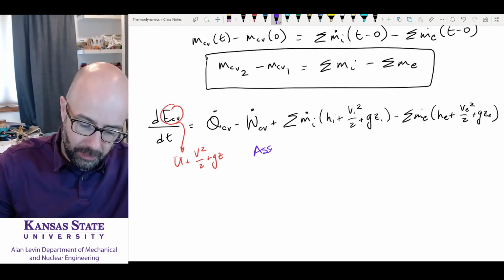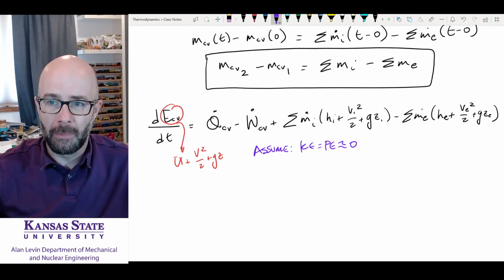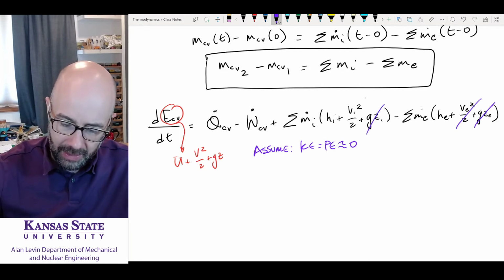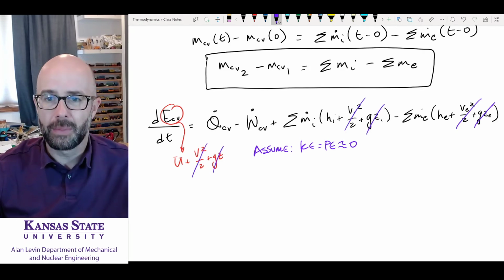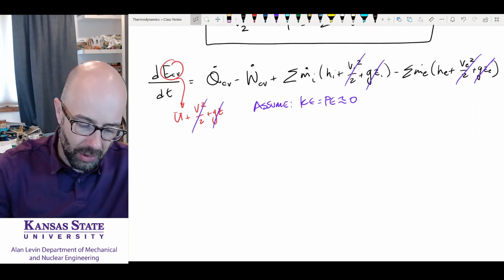Assume that kinetic energy and potential energy effects are going to be negligible. Okay, we're not going to be dealing with kinetic or potential energy effects. And so when we do that with our equation, we get rid of this and this and this and this. And we also get rid of these two items here. And that leaves us with now our first law equation. It looks more like this.